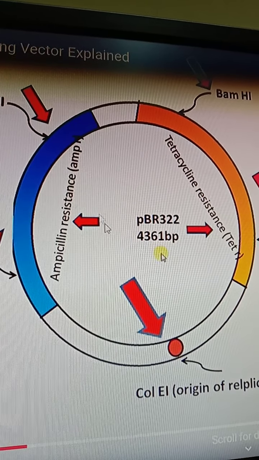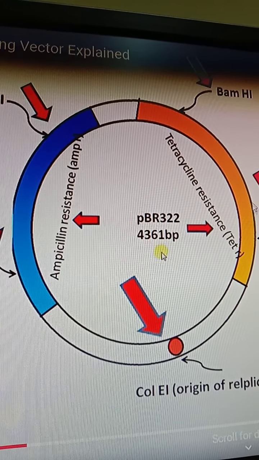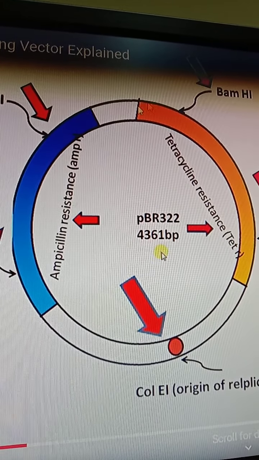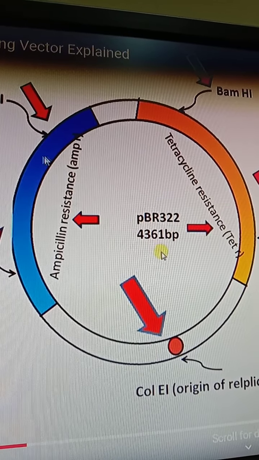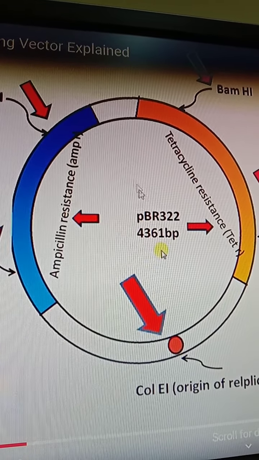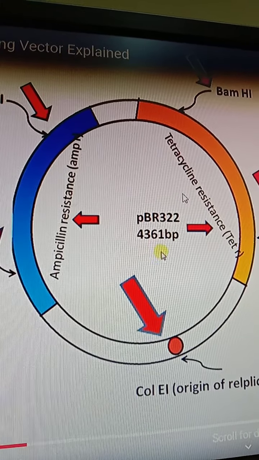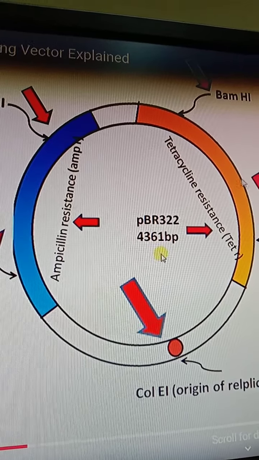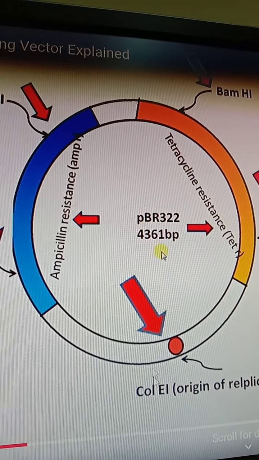Okay, here in pBR322 we have two selectable marker genes. One is the tetracycline resistance gene, and the other is the ampicillin resistance gene. These will give the signal whether the given gene is inserted into the vector or not, and second, whether the vector is properly inserted into the host cell or not.